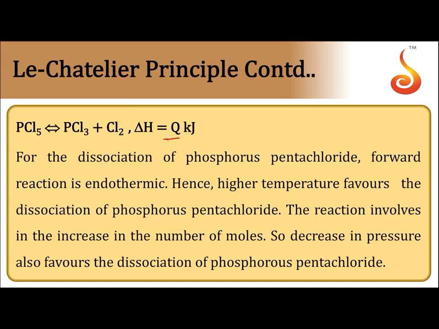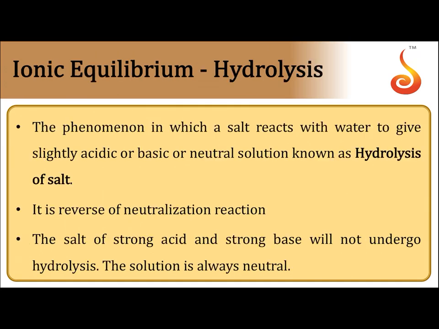Then PCl5 formation. The reaction is plus Q, meaning endothermic in nature, and the number of moles of reactants is less. So high pressure moves it in the backward direction. Higher temperature gives the forward direction, and higher pressure gives the backward direction. This is regarding the examples.